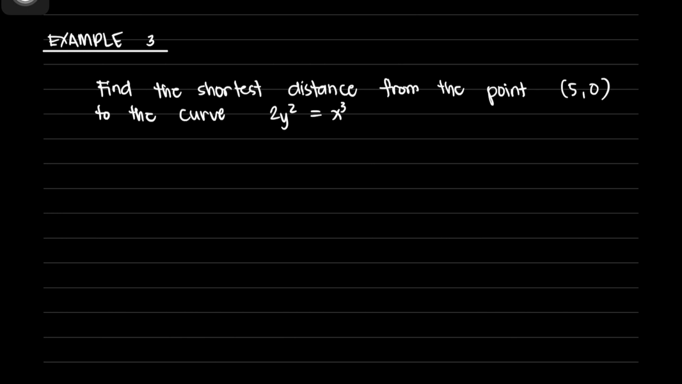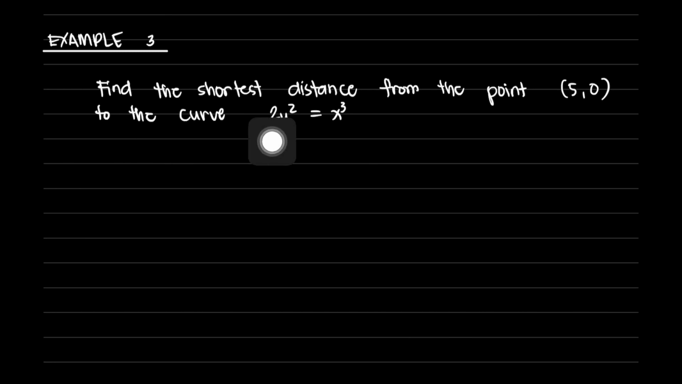Now let's have the third example here. Find the shortest distance from the point 5, 0 to the curve 2y squared equals x cubed. Alright, so this is also a maxima minima problem because we are going to solve for the shortest distance that is possible from the point 5, 0 to the curve 2y squared equals x cubed. And for this example, we are going to illustrate it again so that we can formulate the correct equation that we are going to derive.